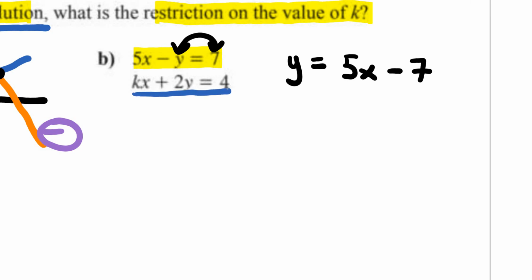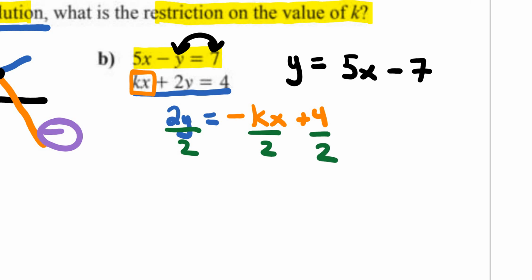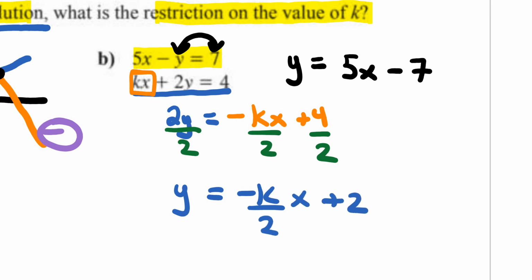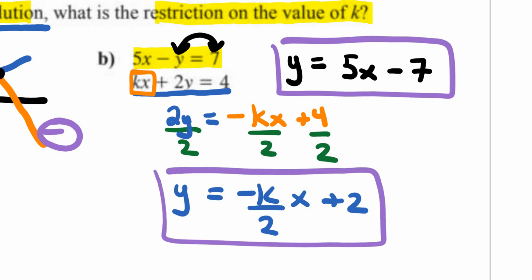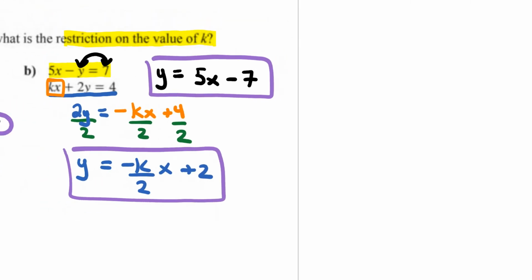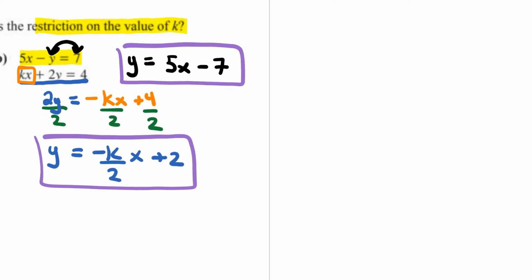For the second equation, a little bit of work here. Here's the 2y equals 2. Now let's move this kx to the other side, so it's negative kx plus 4. Then divide both sides by 2, and I get y equals negative k over 2 x plus 2. Let me box that.